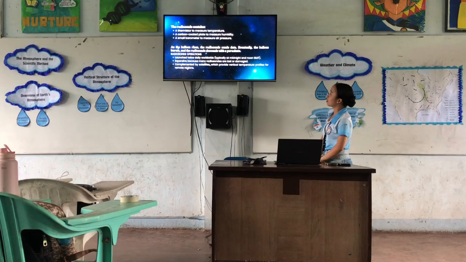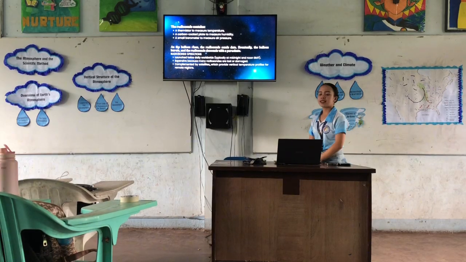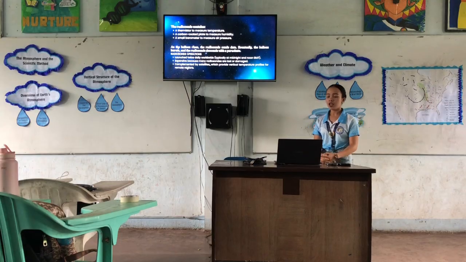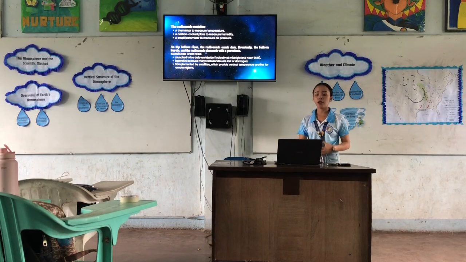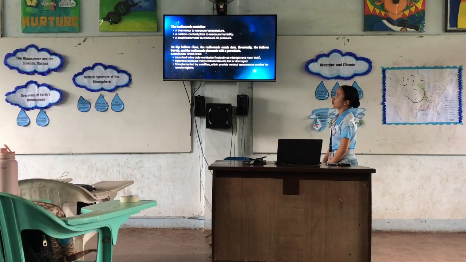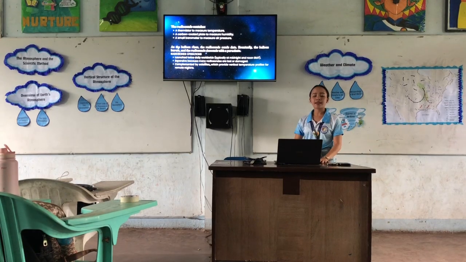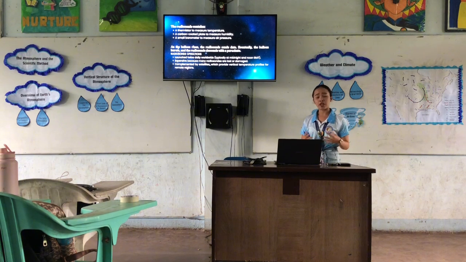The radiosonde contains a thermistor to measure temperature. Second one will be the carbon-coated plate to measure humidity. And lastly, a small barometer to measure air pressure. So as the balloon rises, the radiosonde sends data. Eventually, the balloon bursts and the radiosonde descends with a parachute.